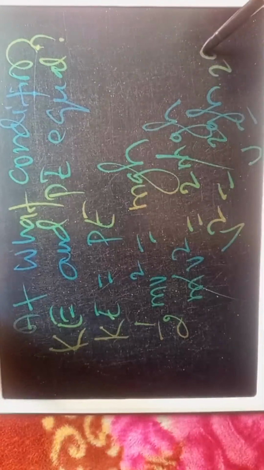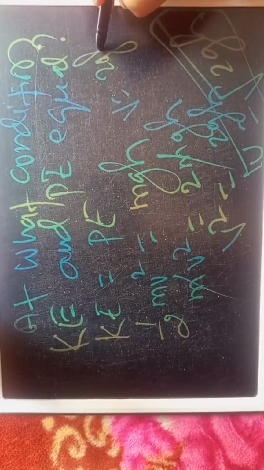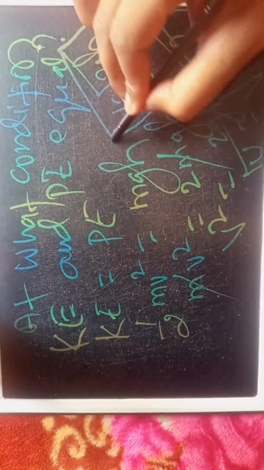Got you. V square is equal to 2gh, so V is equal to root under 2gh. This is the most important formula. V is equal to velocity is equal to root under 2gh. This is very important for the entrance class 10, 11 and also works for 12 entrance.